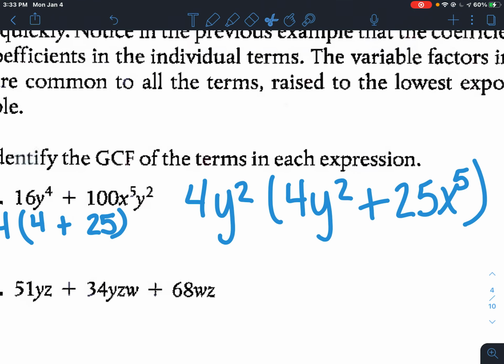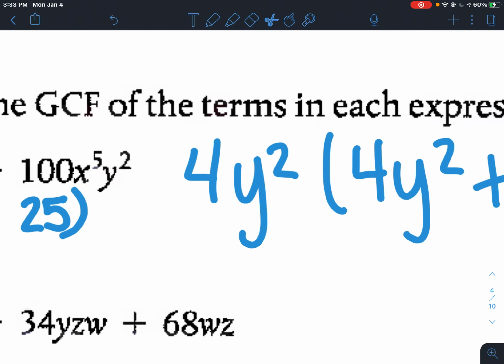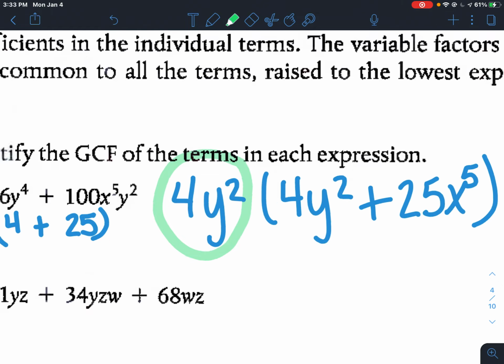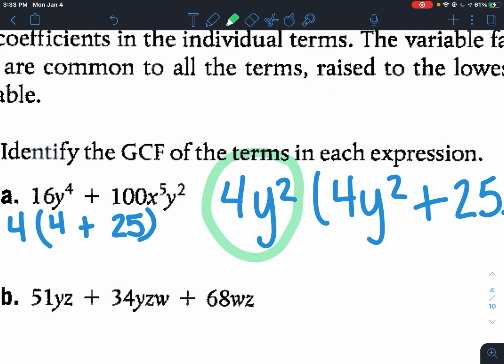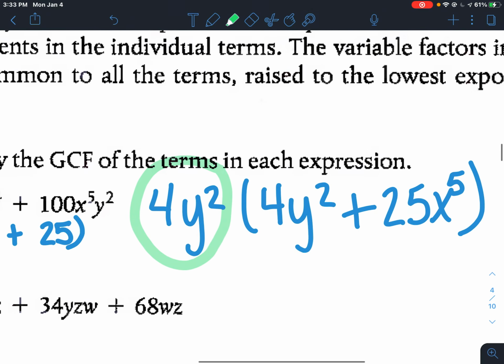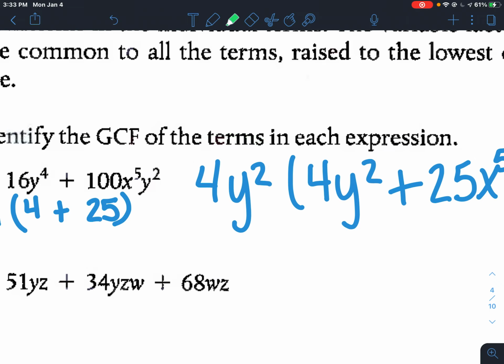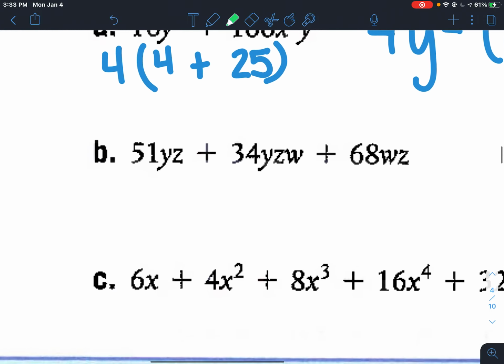So then I'm going to rewrite what's left. Okay, so my GCF is this guy right here. And then I just want to simplify it, just going one step further. So what's left after I take out 4y squared? What's going to be left is 4y squared and 25x to the 5th. I just divided out that greatest common factor. All right, moving on to the next one.